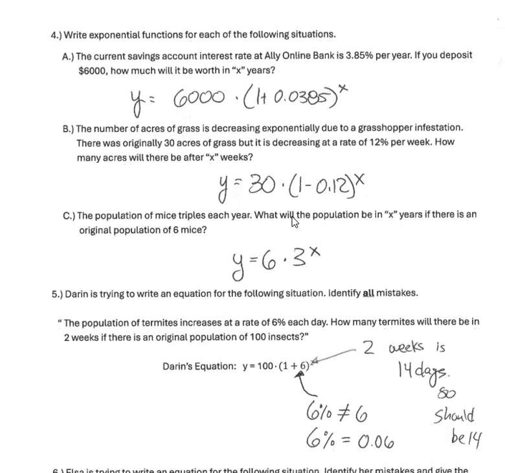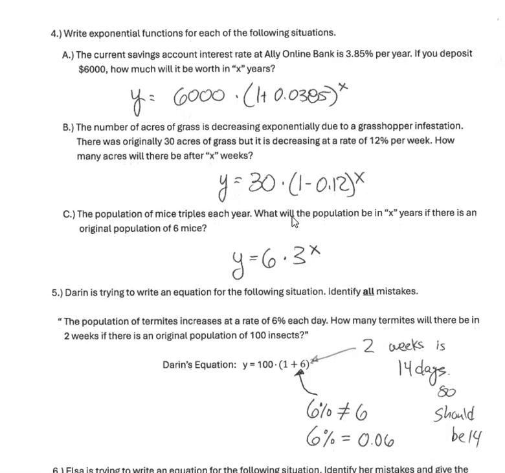Okay, on these other ones, you were supposed to write out your equations that modeled the situation. The current savings rate, I just looked this up, for Ally Online Bank is 3.85% per year. If you deposit $6,000, how much will this be worth in x years? Just for your knowledge, it's probably not going to stay at 3.85, but for the problem, we're going to pretend it does. So you do the original, which is 6,000 times 1 plus the rate, which is 0.0385, all to the x.